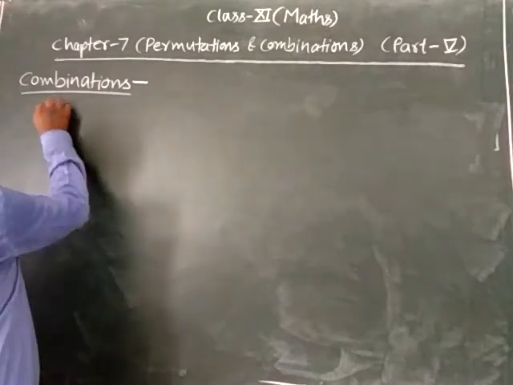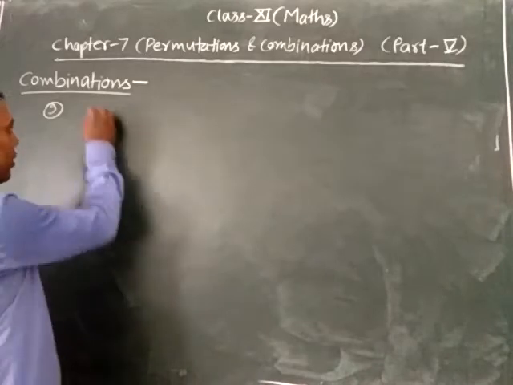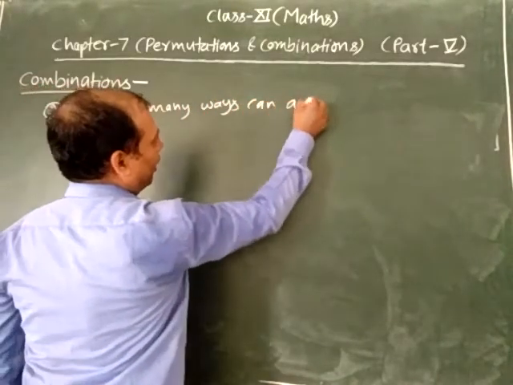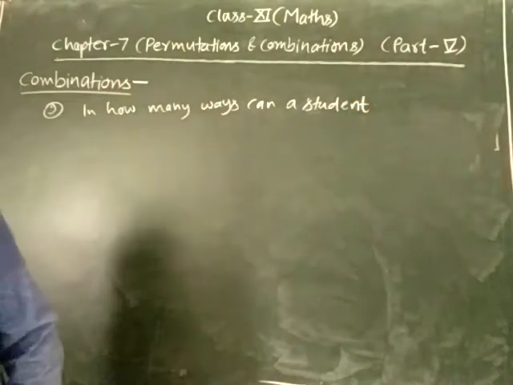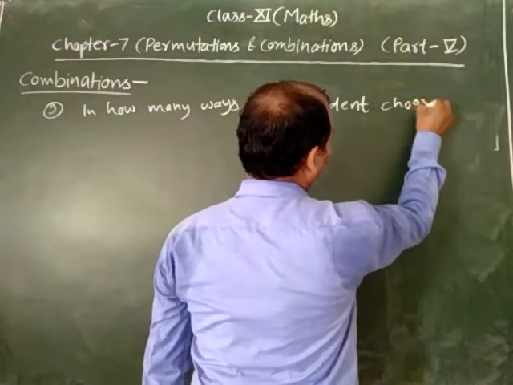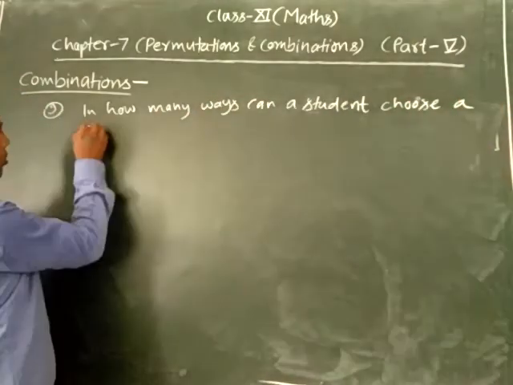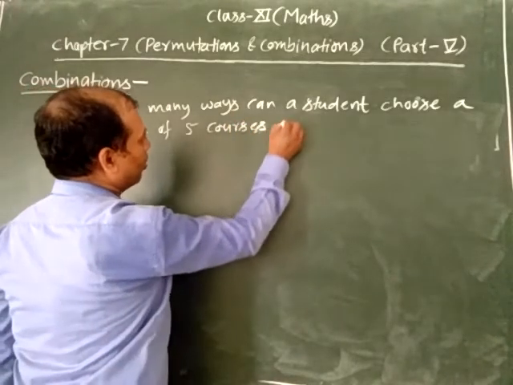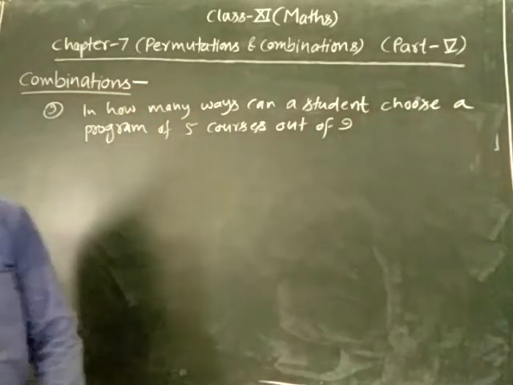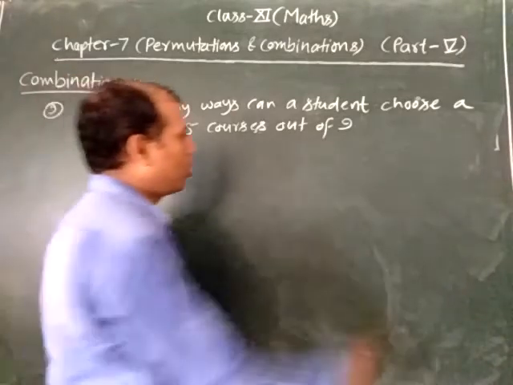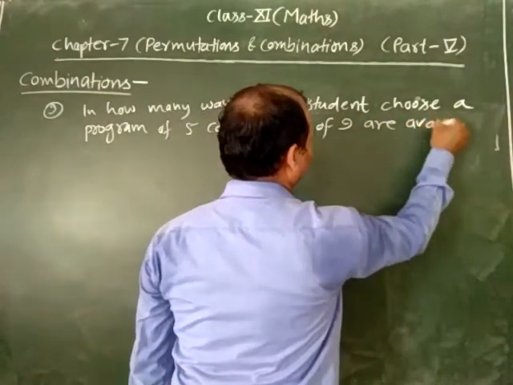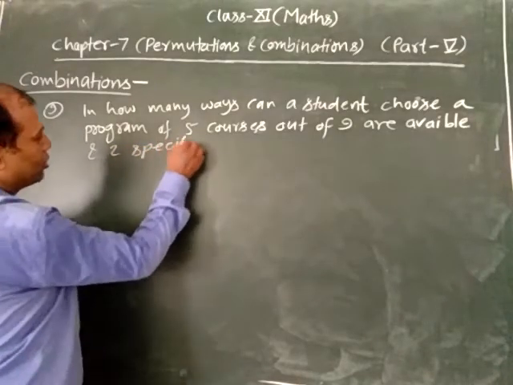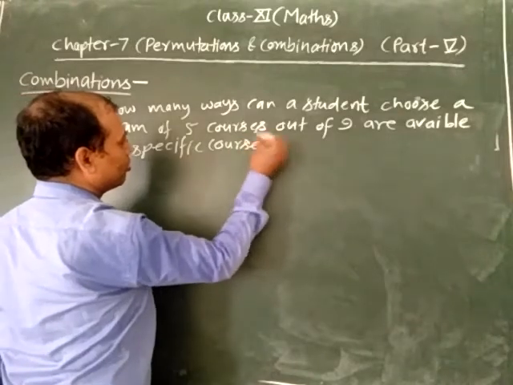The question is 9. In this question, it is given that in how many ways can a student choose a program of 5 courses out of 9 courses available, and 2 specific courses are compulsory.